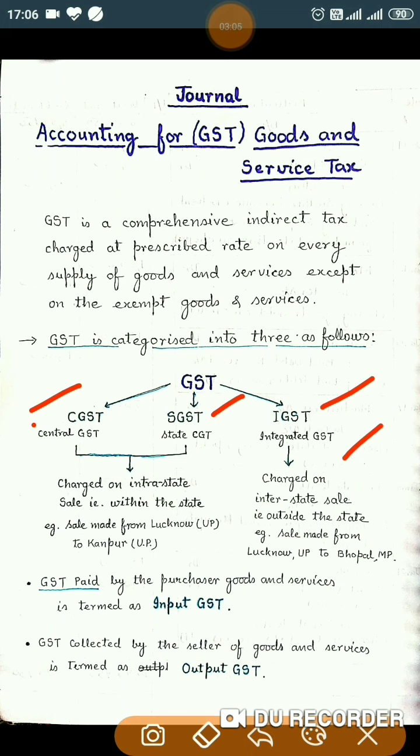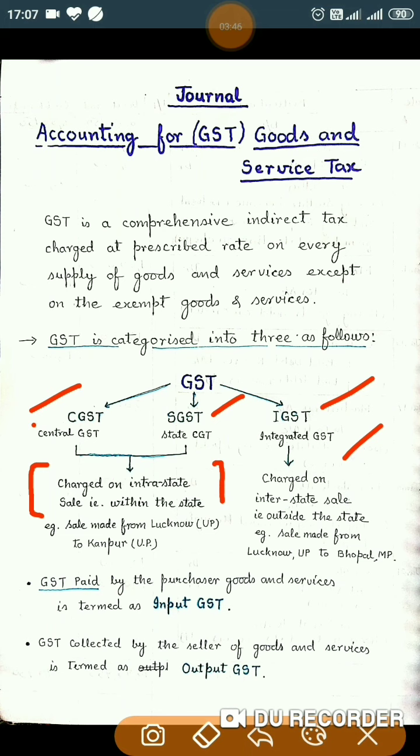CGST and SGST are charged on intra-state sale of goods and services. Intra-state sale means within the state. For example, if I am selling goods from Lucknow to a customer staying in Kanpur, Lucknow and Kanpur come under one state, that is UP. So the GST which is going to be charged is CGST and SGST combined.